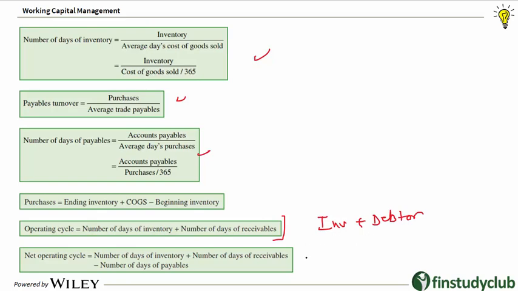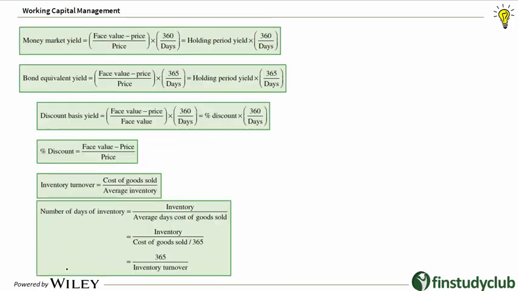So when we deduct the number of days payable from it, that means you're netting it off. Therefore, you get a net operating cycle. It is also called the working capital cycle and the cash conversion cycle. All three names are given to the similar number of days that we are talking about.